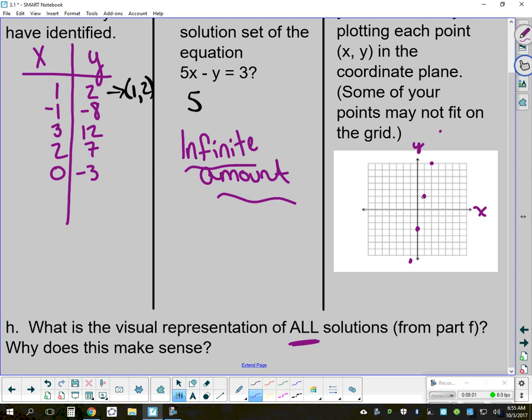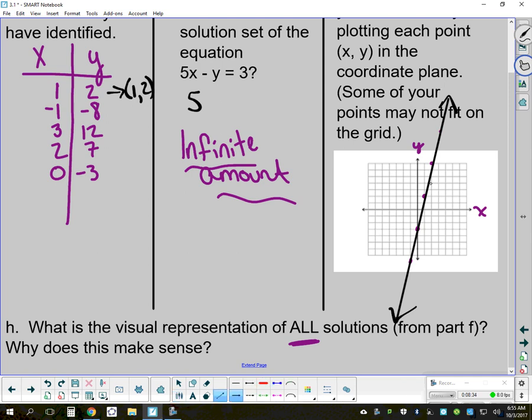Because we could find some points in between every single one of these points that we already labeled or that we already plotted that would connect, here, let's use my line tool, that would connect and make a line. Okay, we would need arrows on both ends because it's going to continue on in both directions forever. So this line represents the infinite amount of solutions to this problem.